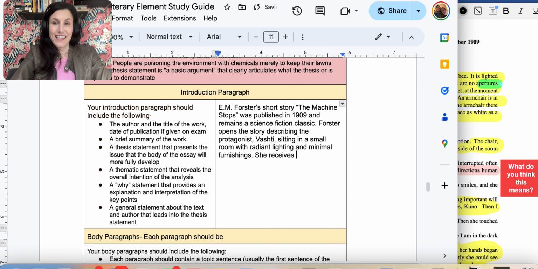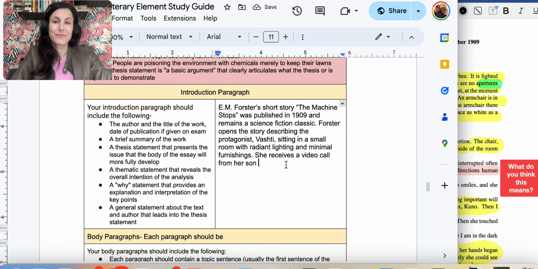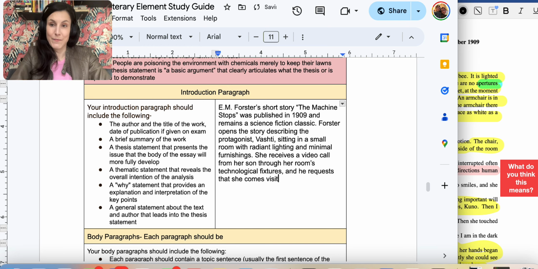She receives a video call from her son through her room's technological fixtures. There we go. And he requests that she come visit him in person.